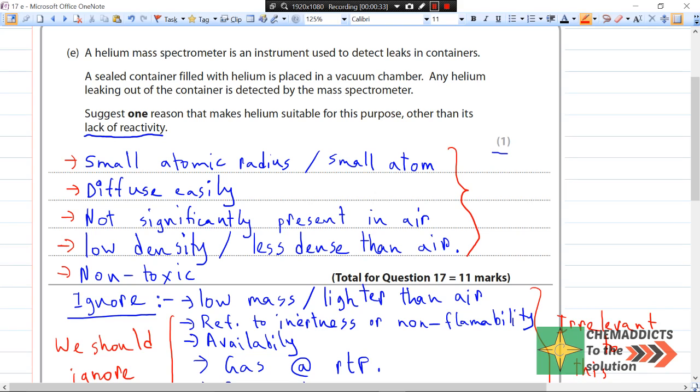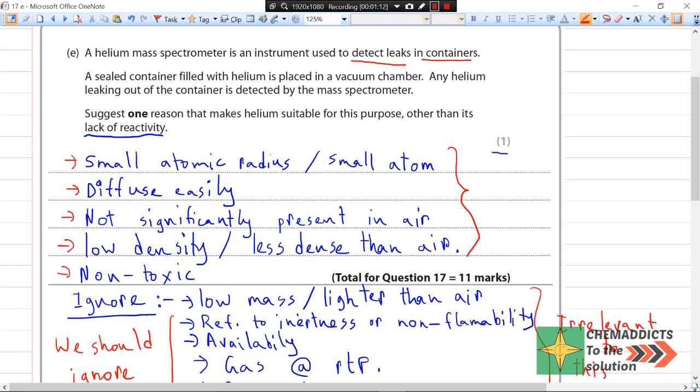A helium mass spectrometer is an instrument used to detect leaks in containers. A sealed container filled with helium is placed in a vacuum chamber. Any helium leaking out of the container is detected by the mass spectrometer. Suggest one reason that makes helium suitable for this purpose, other than its lack of reactivity. They have said that a helium mass spectrometer is an instrument used to detect leaks in containers.